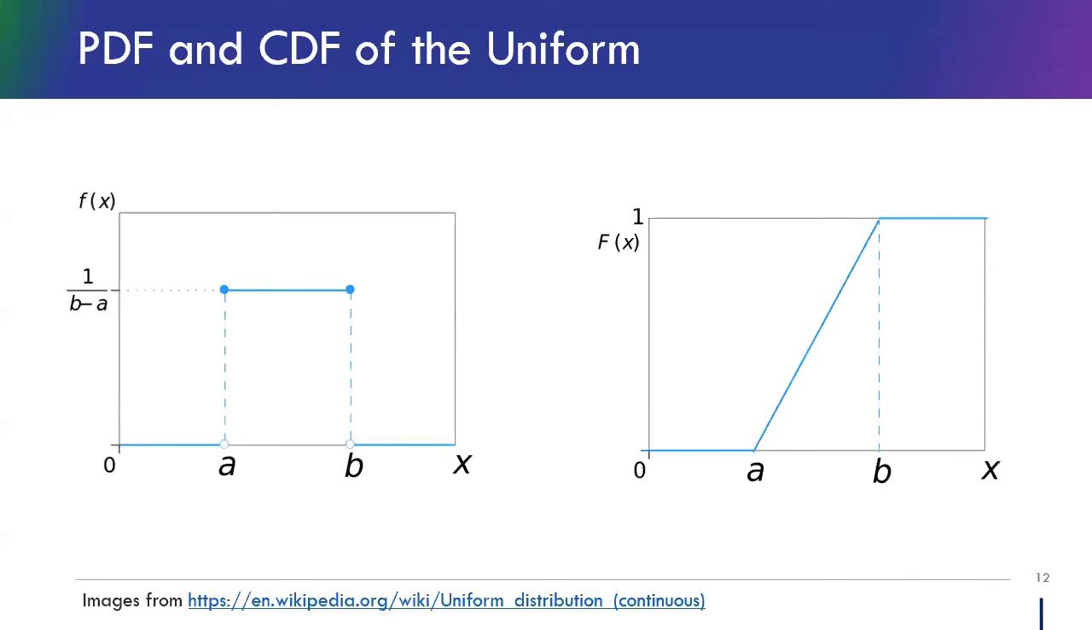Okay, and what do the PDF and CDF for the uniform distribution look like? Just as the formula tells you, when x is outside of A and B, the probability is 0, so it's all a solid line there. And when it's within A and B, the probability is constant, equal to 1 over B minus A.